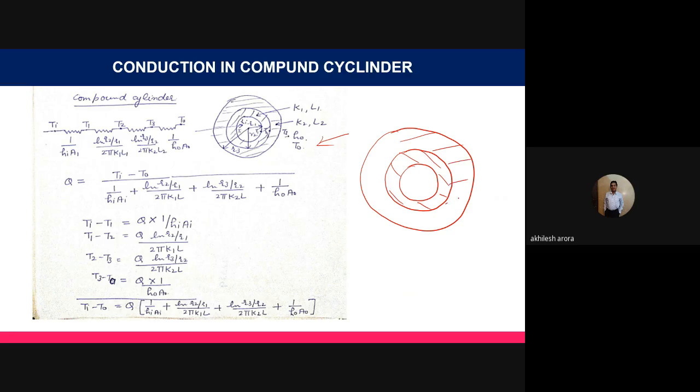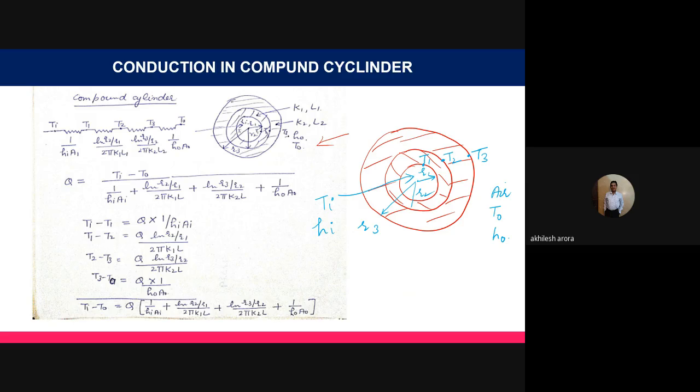Here also we have another cylinder surface, and the inside radius is r1, this is r2, and this is r3. The temperature here is T1, the temperature on this surface is T2, and on this surface is T3. Inside there is a fluid, its temperature is Ti, and heat transfer coefficient is Hi. Outside the cylinder we have air, its temperature is T naught, and its heat transfer coefficient is H naught.